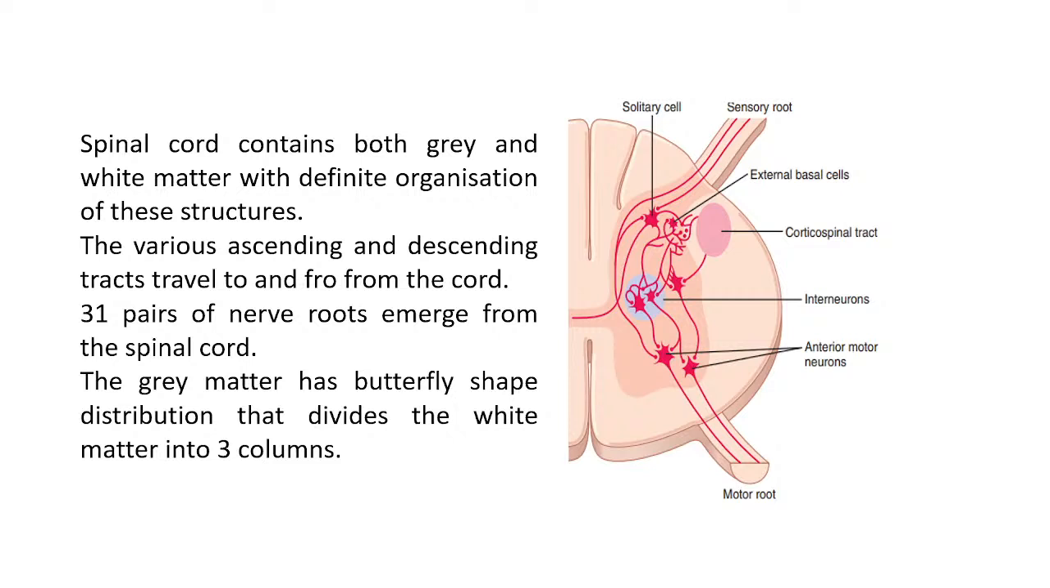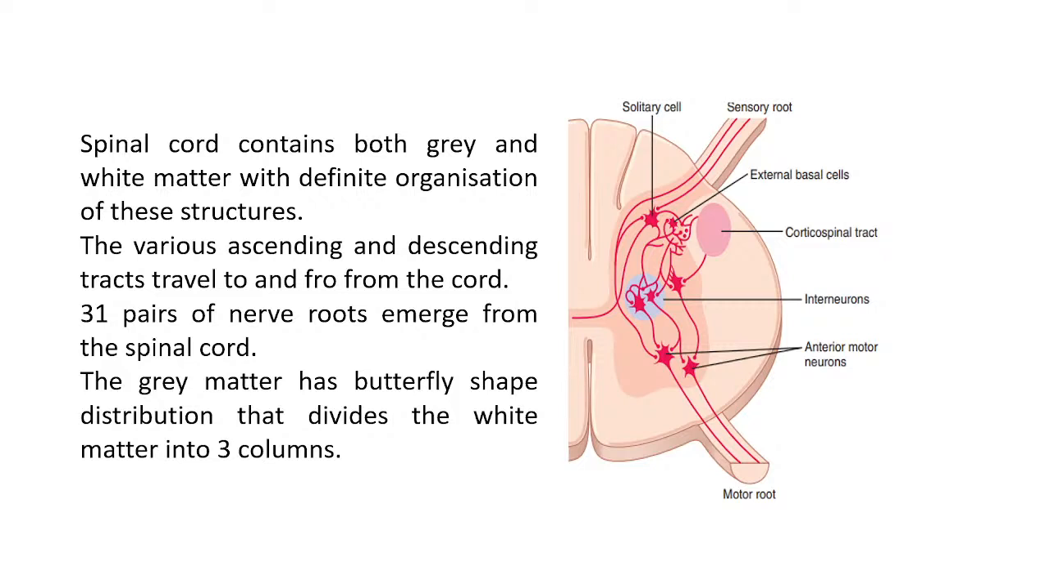Just for your information, I want to state that this is the dorsal column which exclusively contains sensory ascending tracts. The lateral column contains both ascending as well as descending tracts, and the ventral column also contains both ascending as well as descending tracts.